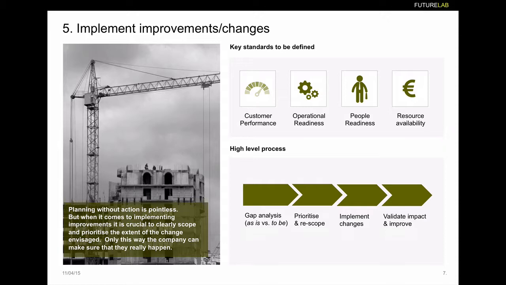And finally, there's resource availability, because designing the perfect customer journey and implementing it and managing it, whichever way you look at it, costs money.